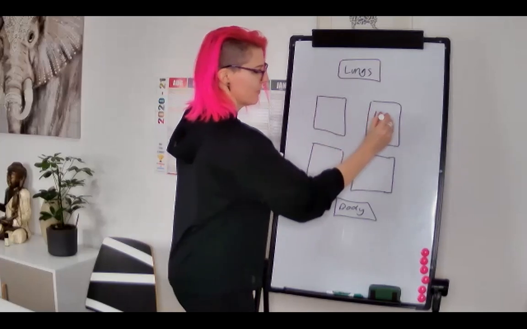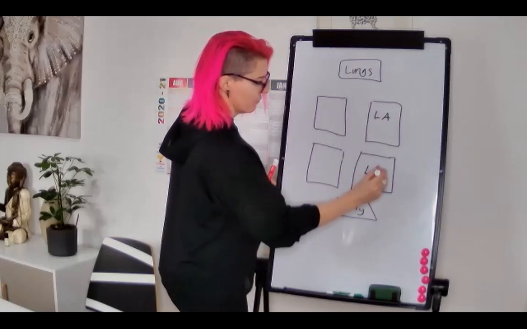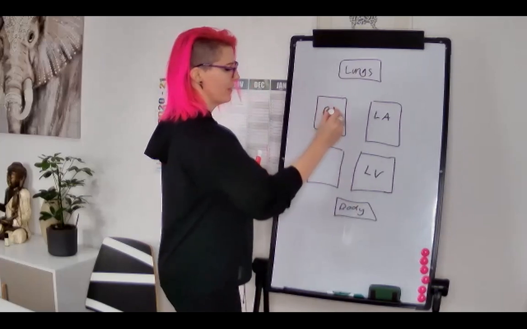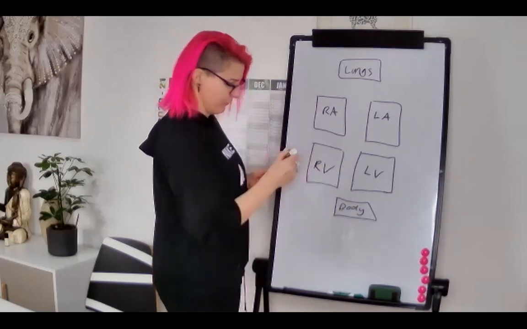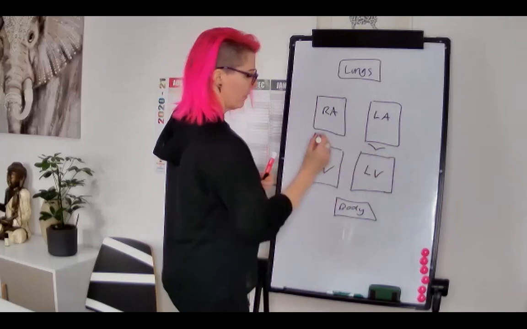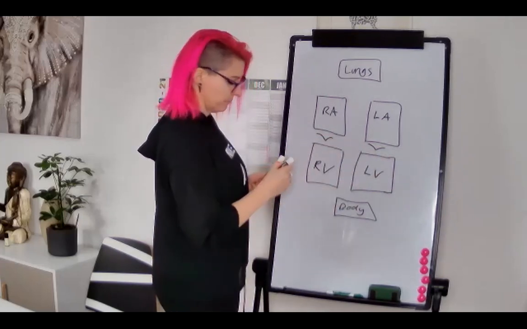So let's label these up. We've got left atrium, left ventricle. I always get my left and right wrong. Right atrium and right ventricle. And in between them, we've got those valves.